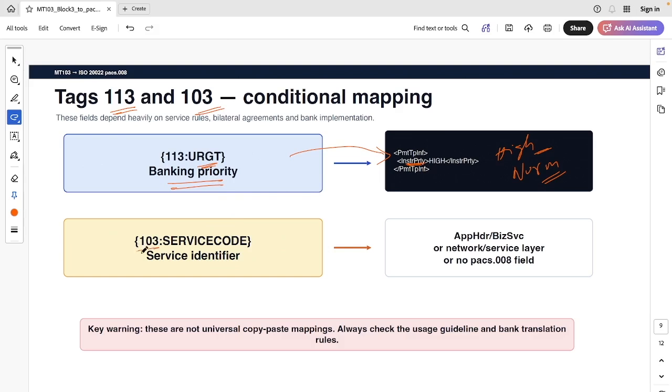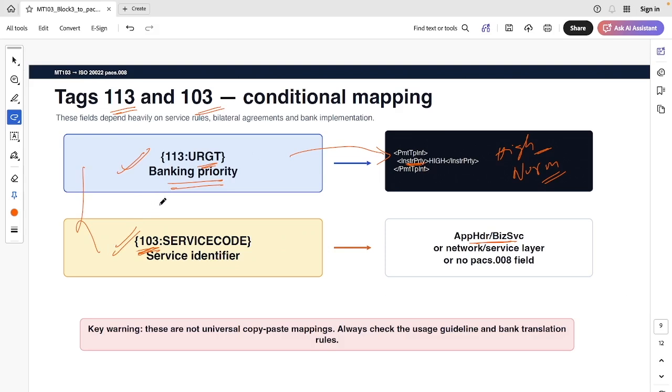Okay. Next, coming to field 103. Field 103 is the service identifier. It may identify a special FIN service or closed user group arrangement. The concept may influence the application header business service, or it may also influence the Swift service configuration, the network envelope, or a local processing rule. So in some cases, there may be no equivalent pacs.008 mapping at all for this particular field 103. Now, the key message for these two fields is that these are conditional mappings.